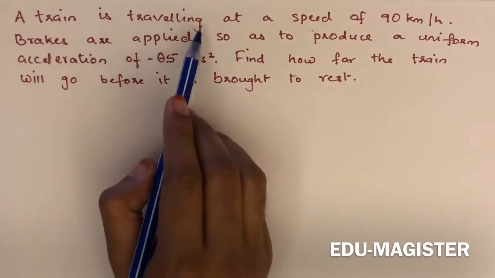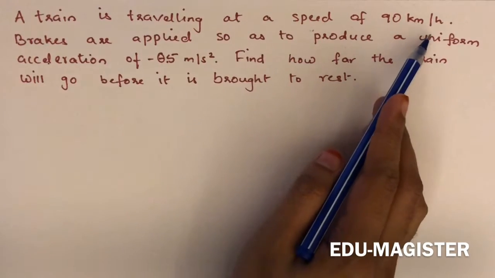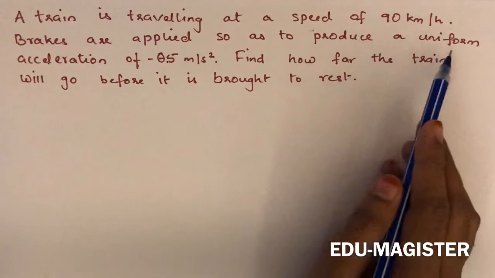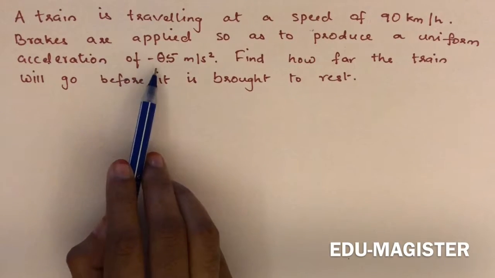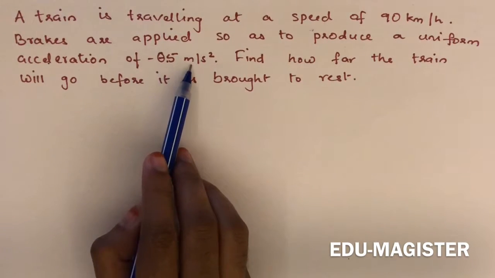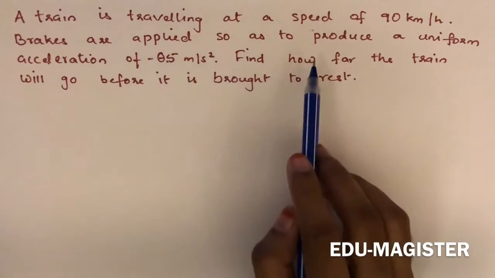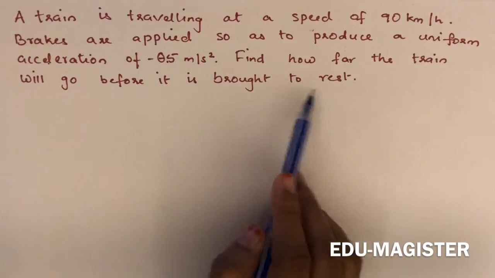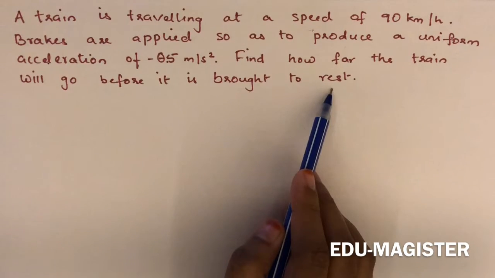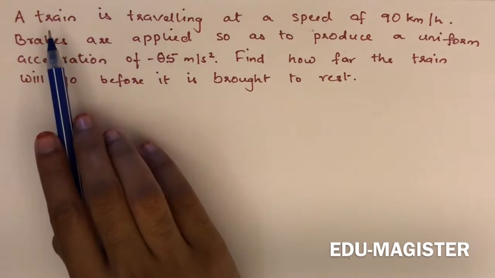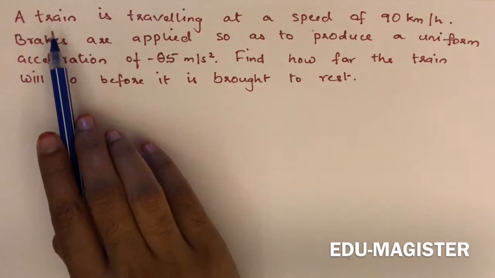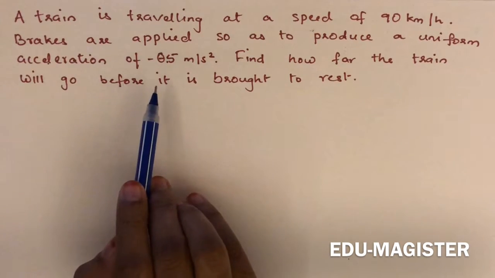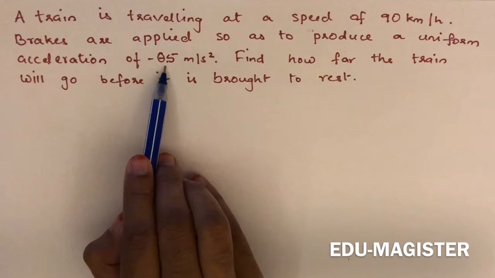A train is traveling at a speed of 90 kilometers per hour. Brakes are applied so as to produce a uniform acceleration of negative 0.5 meters per second square. Find how far the train will go before it is brought to rest. So here they are asking us to find out the distance travelled by the train after the application of brake.